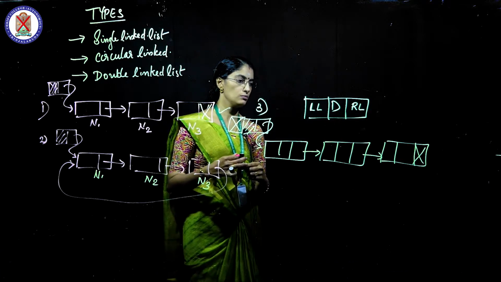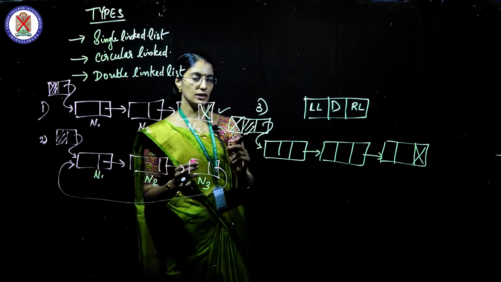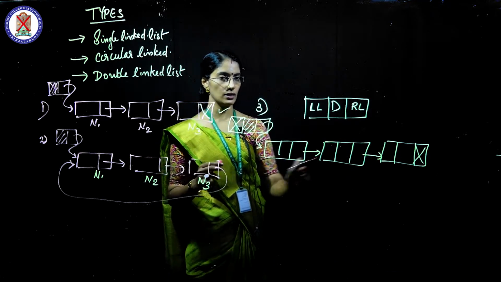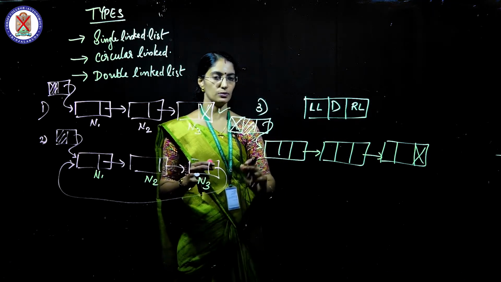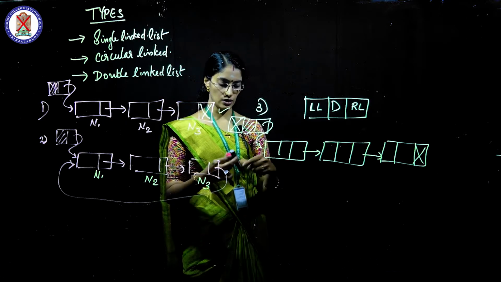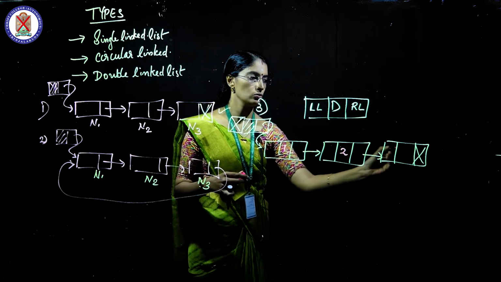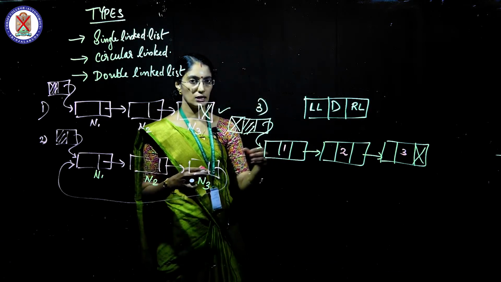Now, what is the importance of the double linked list? In a double linked list, you can go through both ways. That is, you can traverse forward as well as backward. So, how is backward traversing possible? As I have said, we have the data part. Suppose 1, 2, 3 are our data.